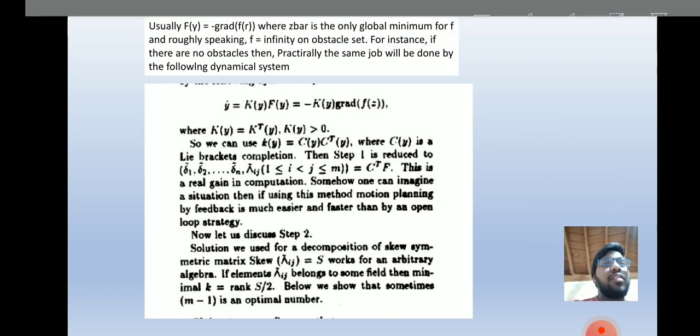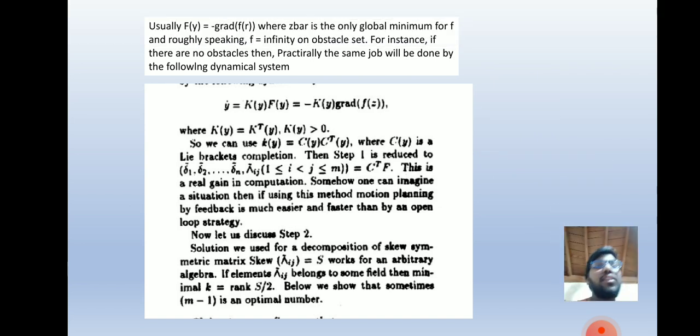Now, here we get f of y is equal to y. Usually f of y is equal to minus grad of f of z, where z bar is the only global minimum for f, and roughly speaking f is equal to infinity on the obstacle set. For instance, if there are no obstacles, then practically the same job will be done by the following dynamical system.